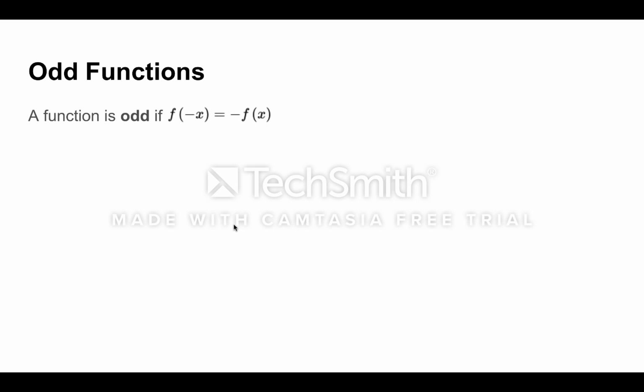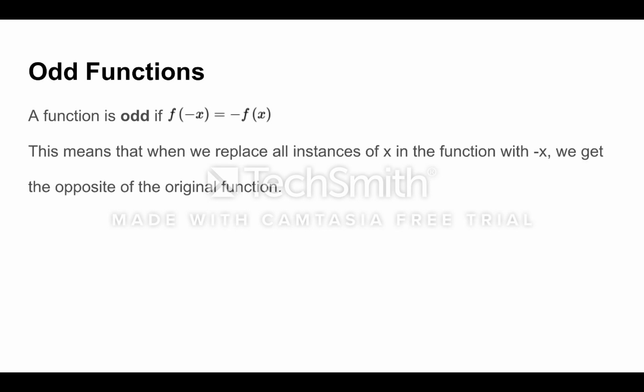Okay, we say a function is odd if when we replace all the x's with a negative x, we get the opposite of the function back. Everything changes to the opposite sign. So we replace all the x's with a negative x. We get back the original function changed completely. The opposite of the original function.